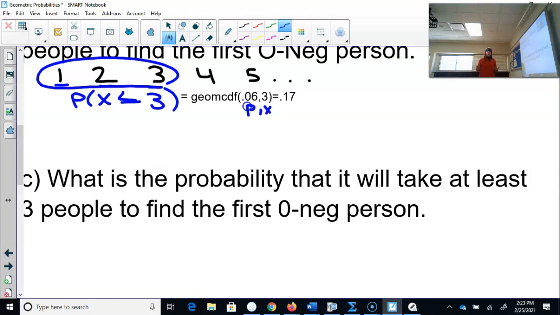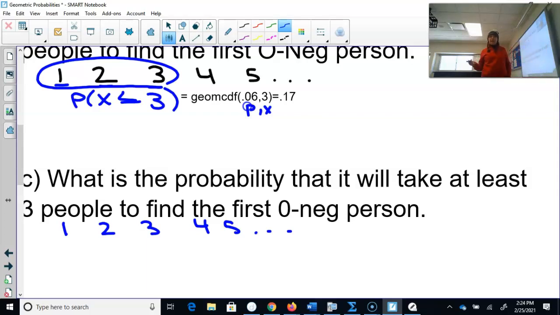What is the probability that it will take at least 3 people to find the first O negative person? Again, we don't have an equal to. It says at least. That's an inequality. I want to write everything out. So I'm going to write out 1. It could be the first person, second person, third, fourth, fifth, dot, dot, dot, always dot, dot, dot when it comes to the geometric distribution because there are no fixed number of trials. It's a wait time till our first success.